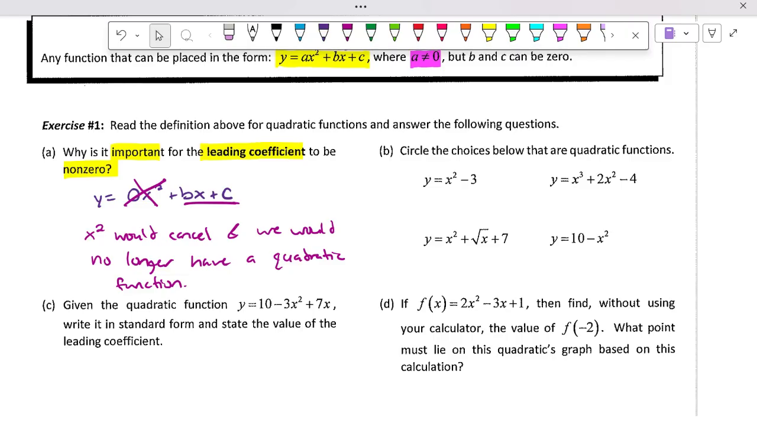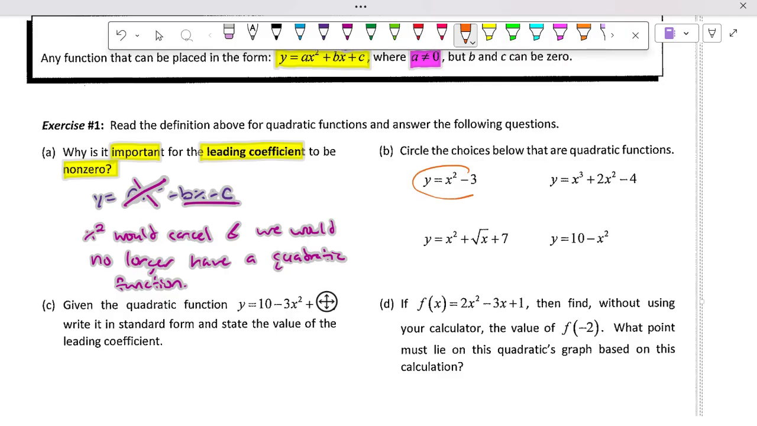So x squared minus 3. Thumbs up if you think it's a quadratic. Thumbs down if you don't. 1, 2, 3, go. So x squared minus 3, is that a quadratic function? Yes or no? Yeah, it is. It has that x squared, even though it doesn't have an x value, since it has the x squared, it's considered quadratic.